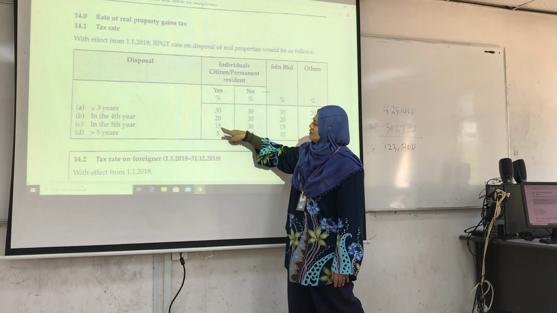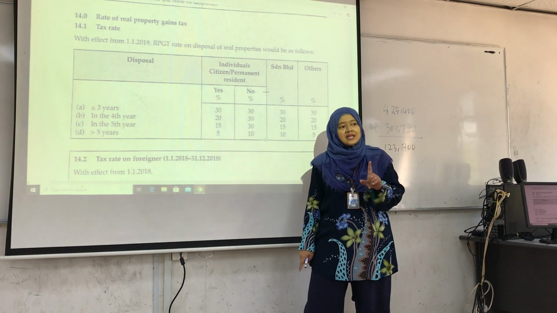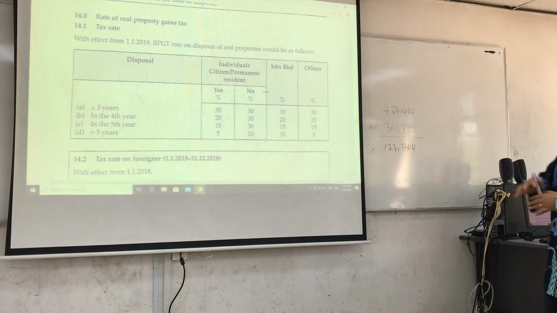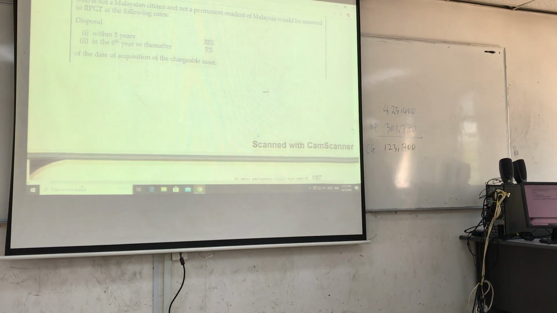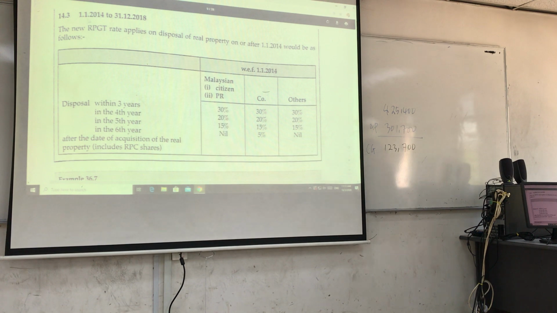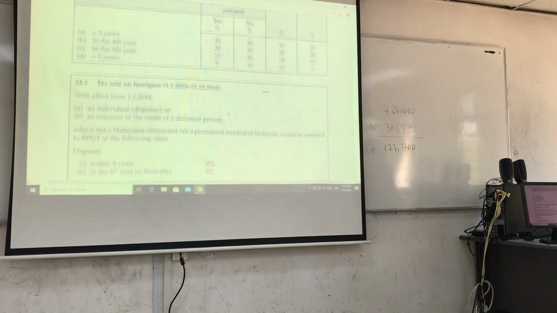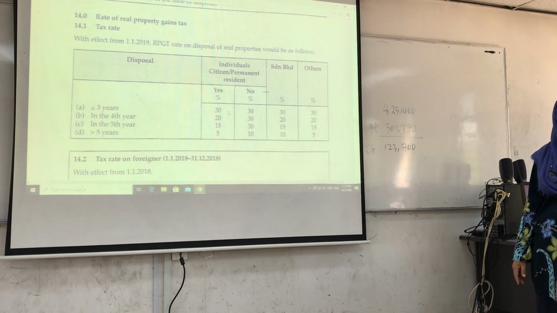In the 5th year, now it becomes 5%, and more than 5 years is also 5%. Previously, before 2019, remember this one is 2019, previously this one was until 2018. See, this one is from 2014 to 2018. If more than 5 years, nil, you don't have to pay tax. But now, even if you hold the house for 30 years, you still have to pay 5% tax. Yeah. Right.